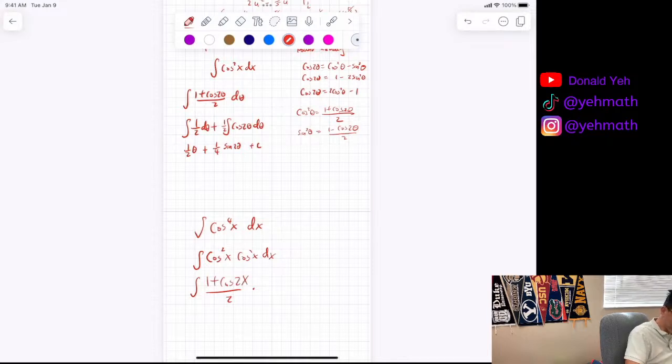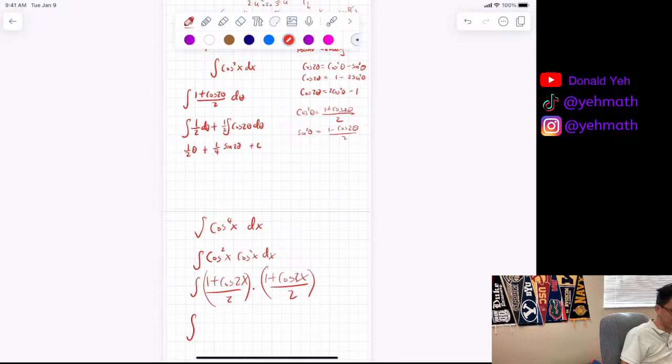1 plus cosine of 2x over 2. I would FOIL this. Can you FOIL it? Well, you can split and FOIL.